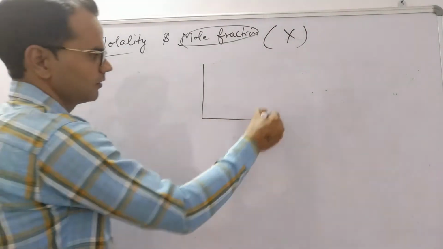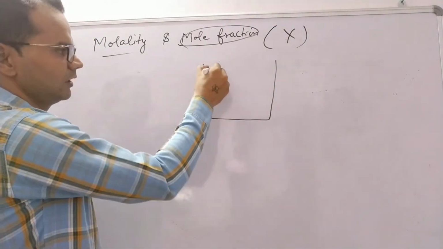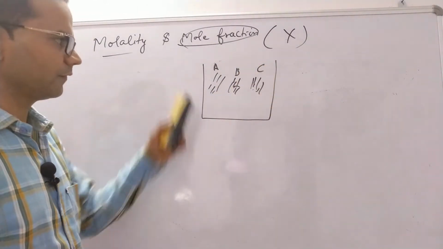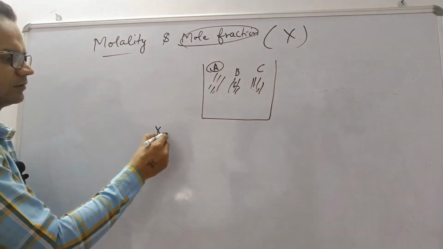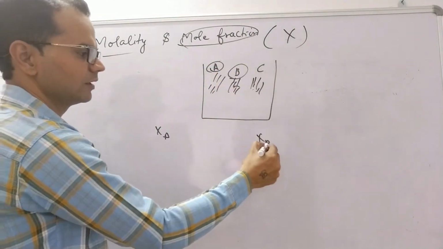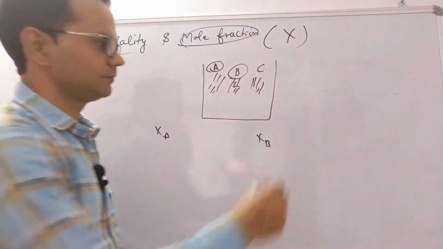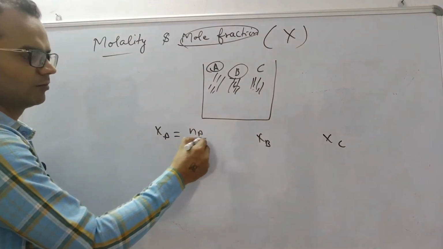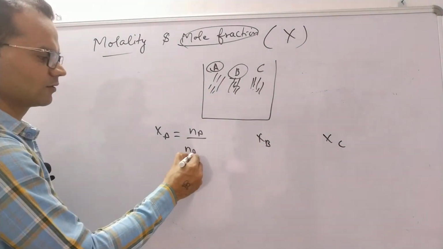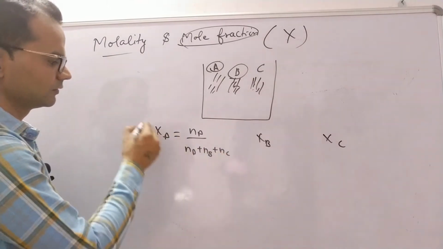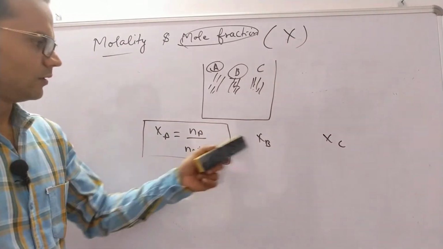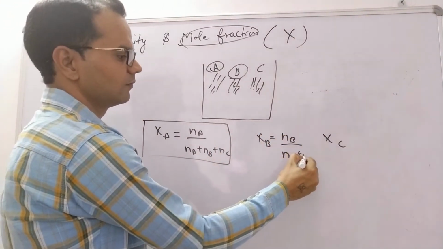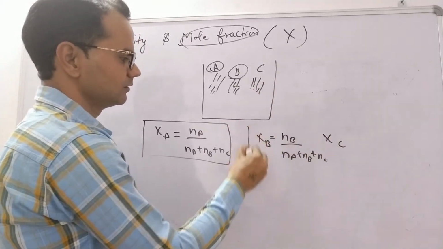But sometimes in a solution there are 3 components, for example A, B, C. Then mole fraction of A is XA, mole fraction of B is XB, mole fraction of C is XC. What will be XA? Moles of A by total moles, meaning moles of A plus moles of B plus moles of C. Similarly, XB is moles of B by total number of moles of all components present in a solution.